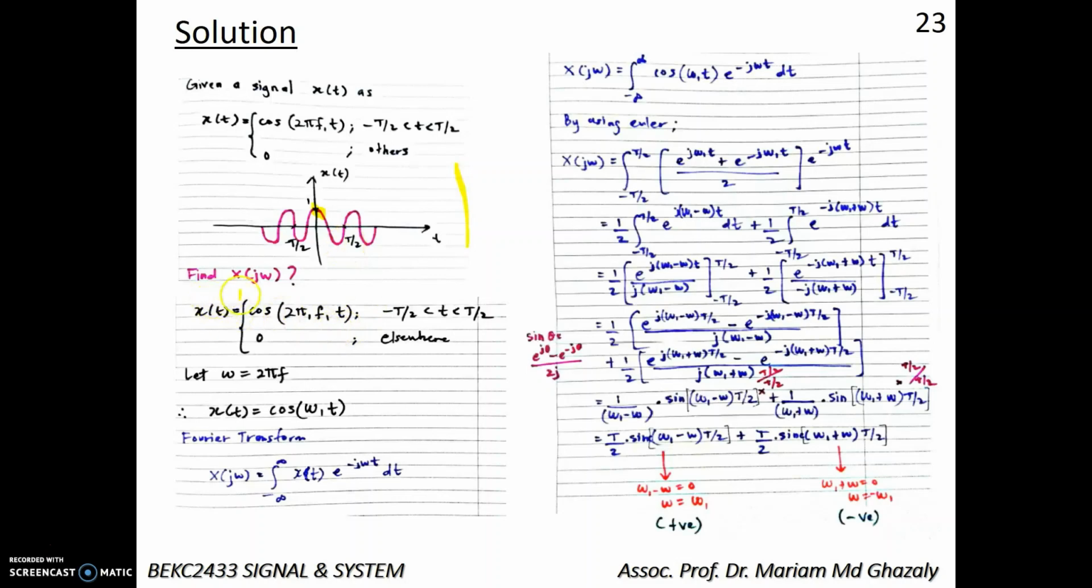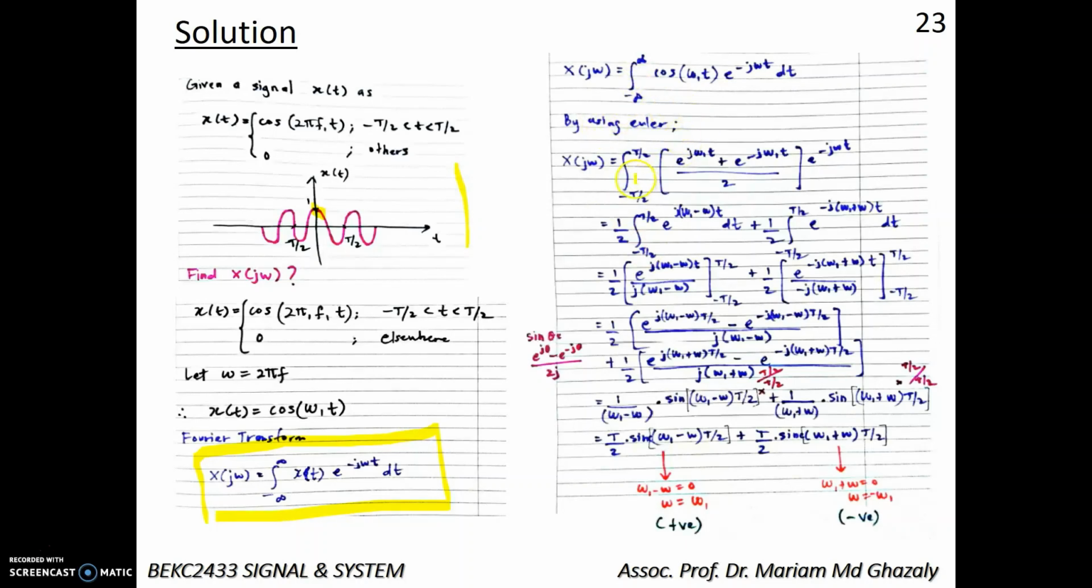So find X(j omega). To make this calculation simpler, because if you use 2 pi f it will be a bit complicated, I would like to substitute omega with 2 pi f. In this case we substitute omega 1 as 2 pi f1, and then we do the Fourier transform using the general equation. So let's start to do this equation.